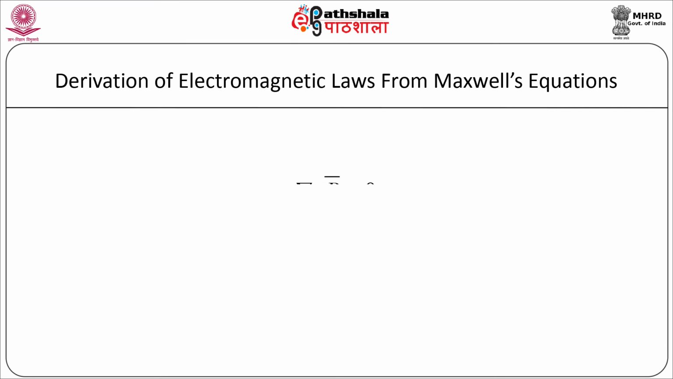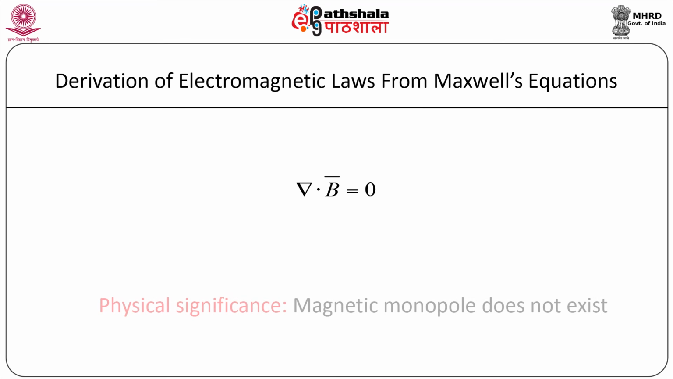From Maxwell's equation del dot B equal to 0, we understand that at any point the net magnetic flux per unit volume is 0. The magnetic lines of force are assumed to be originating from some magnetic pole. Hence, zero divergence implies the fact that magnetic monopole does not exist. For every north pole, there is equal and opposite south pole.